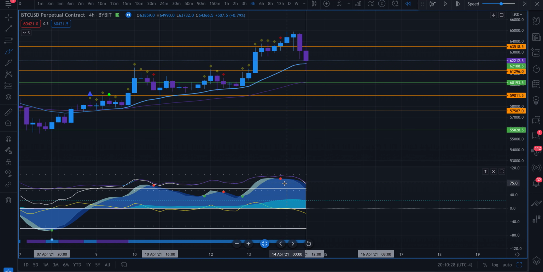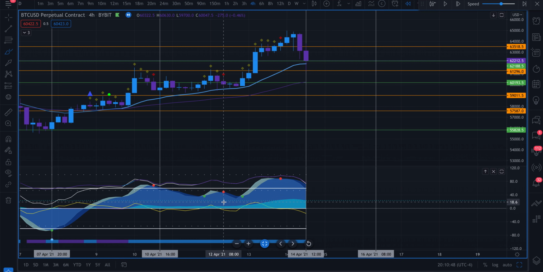And what I'm going to look for is this. If we have just printed a red dot, okay, I will not be looking for a long position. If we've printed a red dot a few candles ago and we are coming down and we are touching a support, I will be looking for a long position. Okay, so I want to just reiterate this.